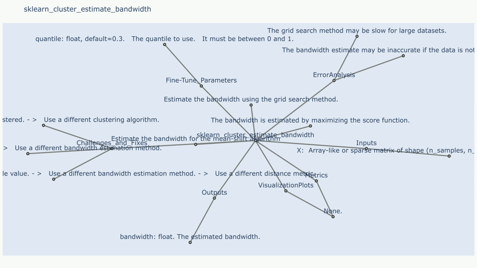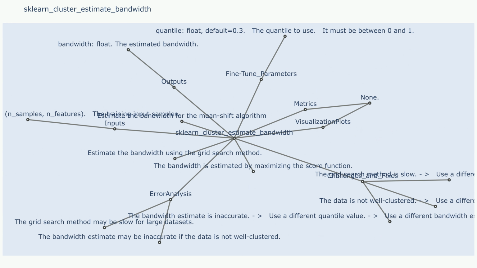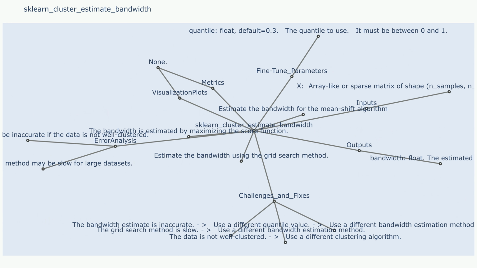Calinski-Harabasz index measures the ratio of between-cluster variance to within-cluster variance. Visualization plots: a scatter plot of the data points, colored by cluster assignment. A dendrogram showing the hierarchical clustering structure.